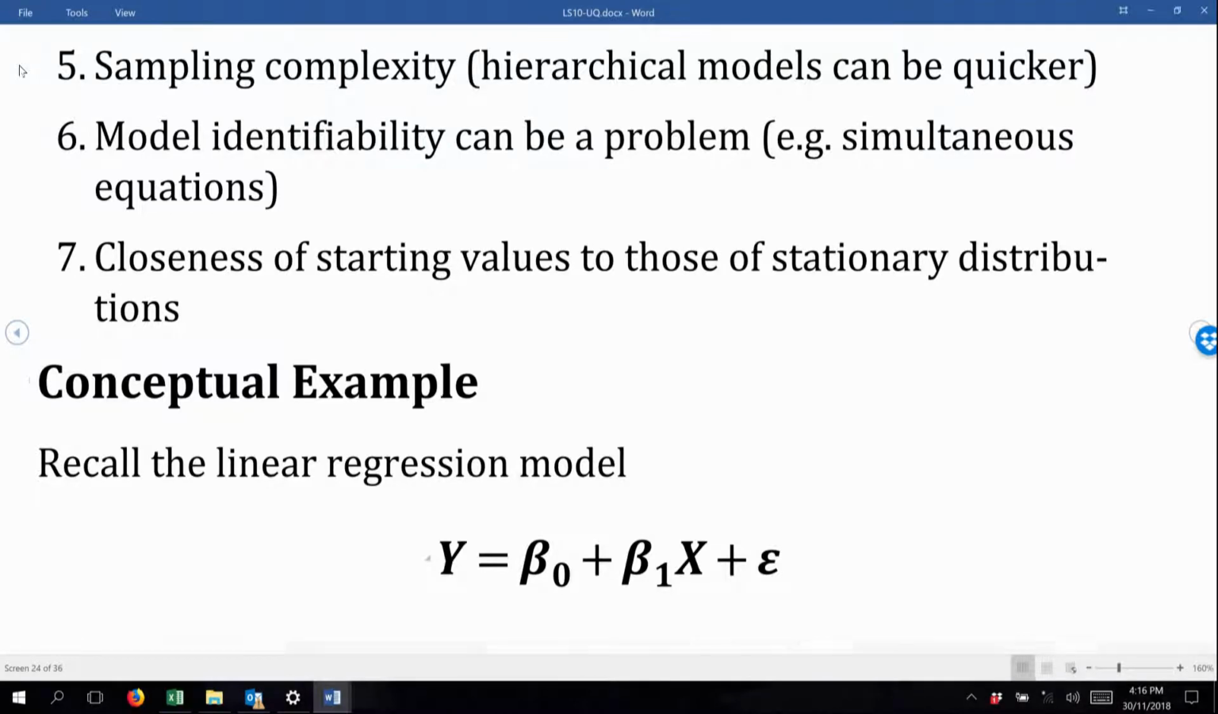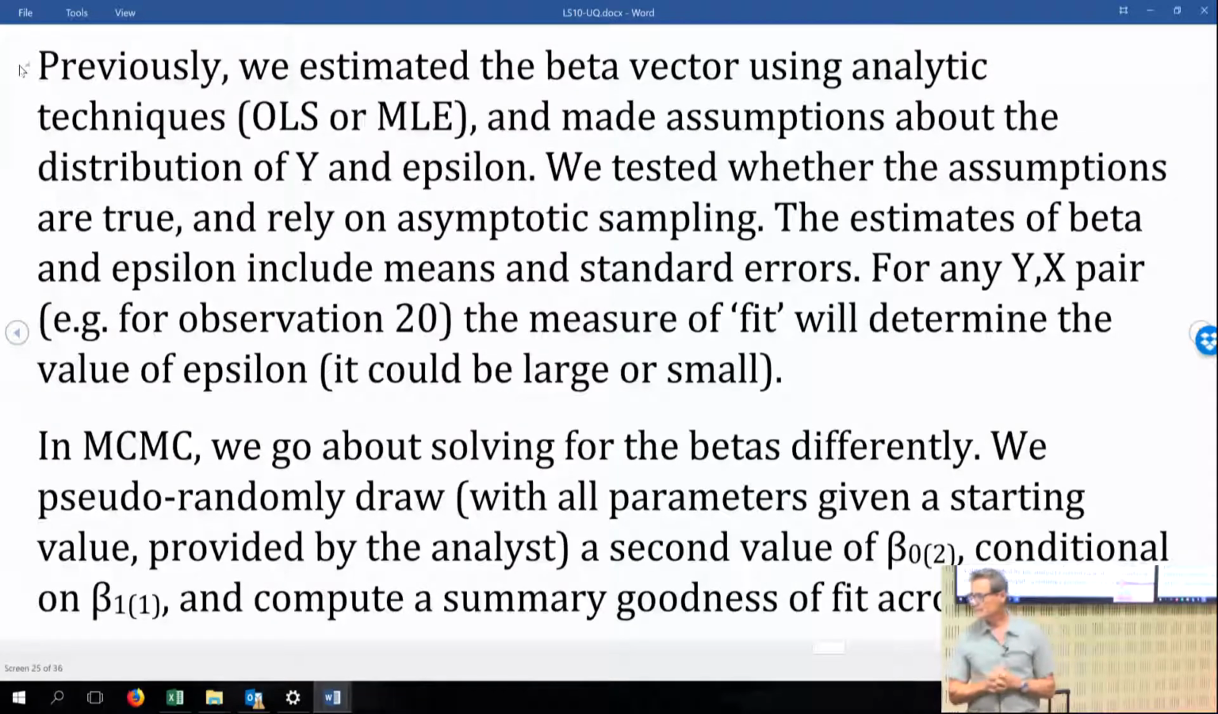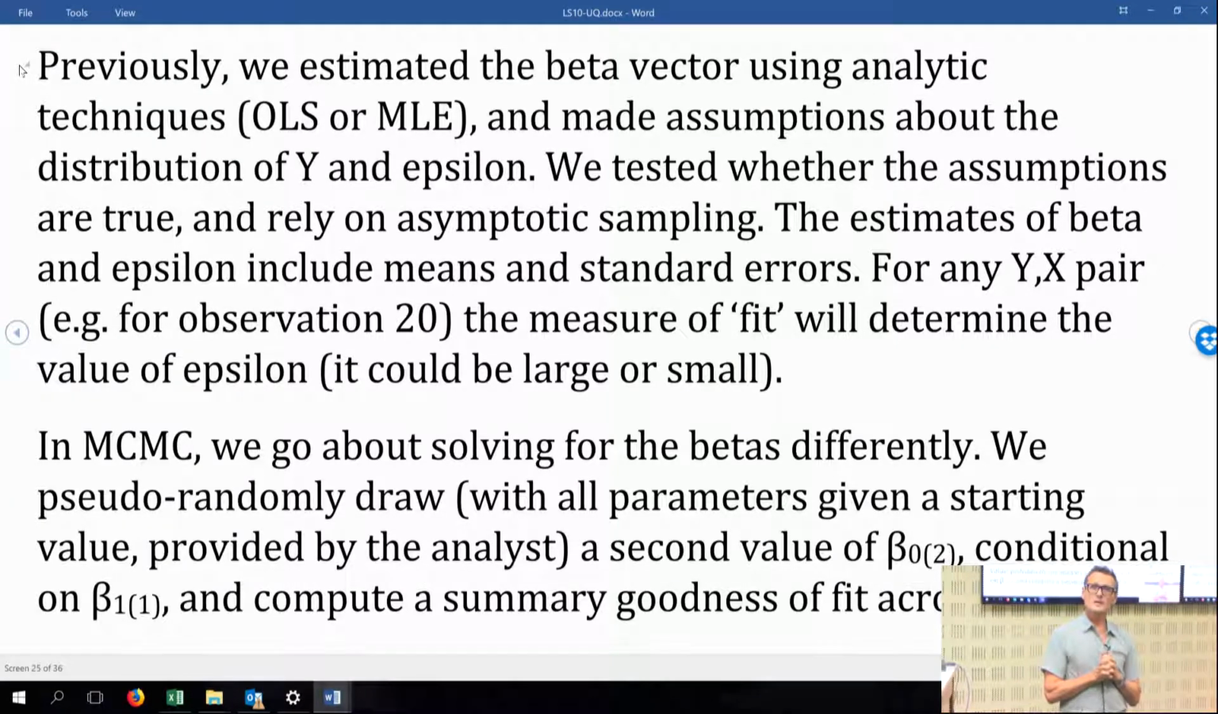But in this approach, it's different. Previously we estimated the beta vector using analytic techniques. We tested whether the assumptions are true, relying on asymptotic sampling. So we estimated those analytically, and then we said, okay, let's plot our residuals to see if they seem to meet normality conditions. In Markov chain Monte Carlo, we do that differently, as I've described.